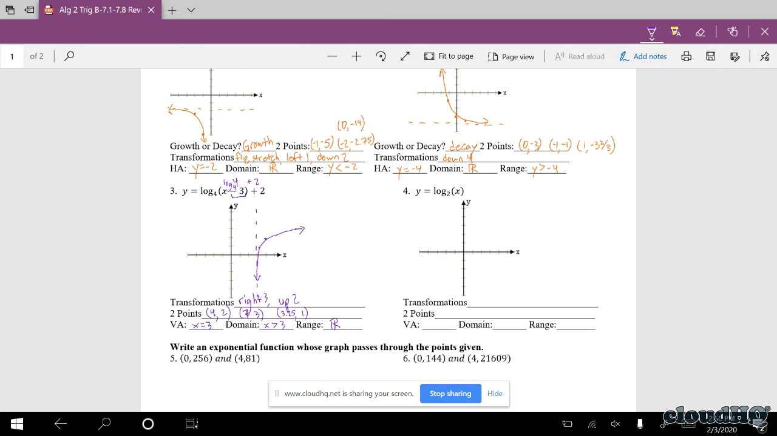Number 4, there's no multiply in front, nothing inside, nothing at the end. There actually are no transformations. Ordered pairs, I like to take the log of 1. Log base 2 of 1 is 0. I'd like to take a 2 because log base 2 of 2 works nicely. Log base 2 of 2 is 1.